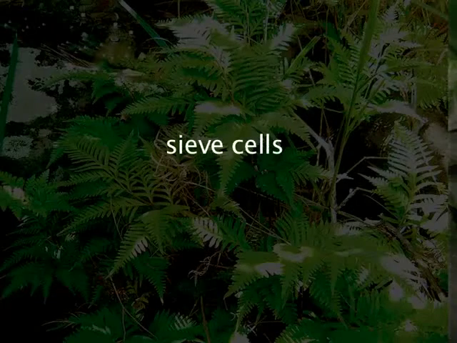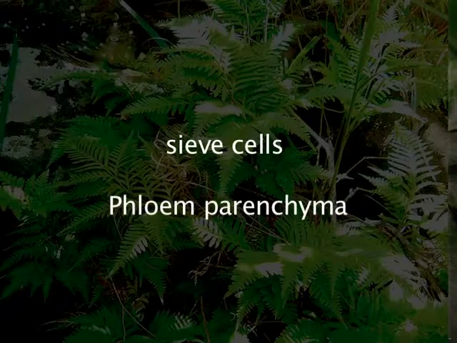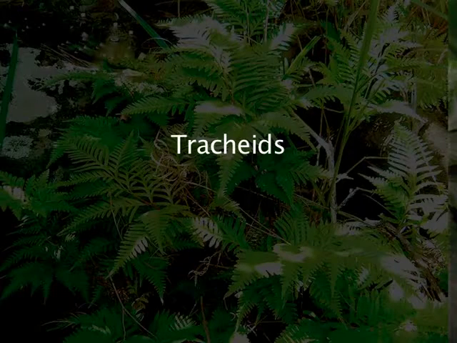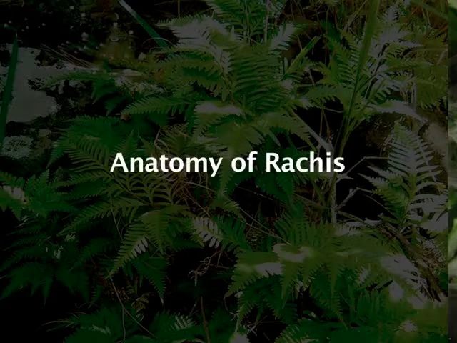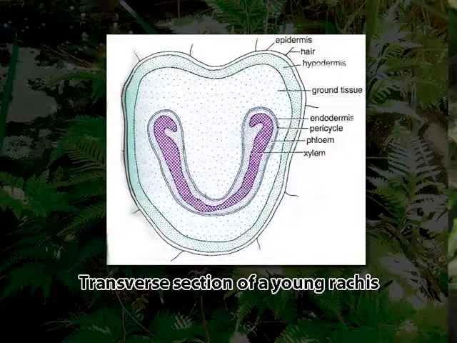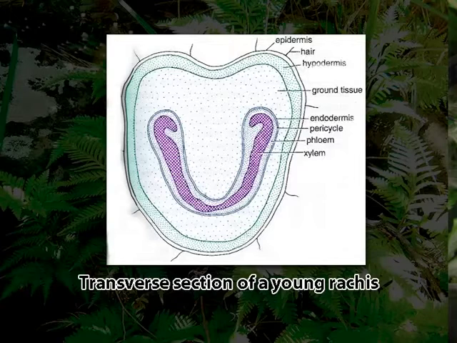Phloem has only sieve cells and phloem parenchyma. It completely surrounds the xylem. Xylem is present at the center of meristele. It consists of tracheids and xylem parenchyma. Now the anatomy of rachis. In transverse section, the outline of rachis or petiole is semicircular.